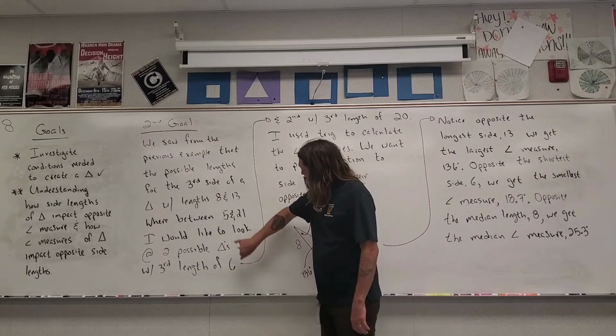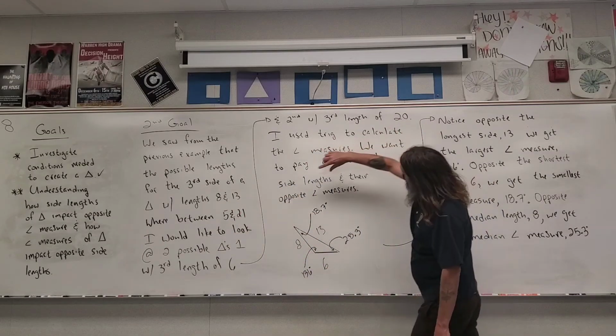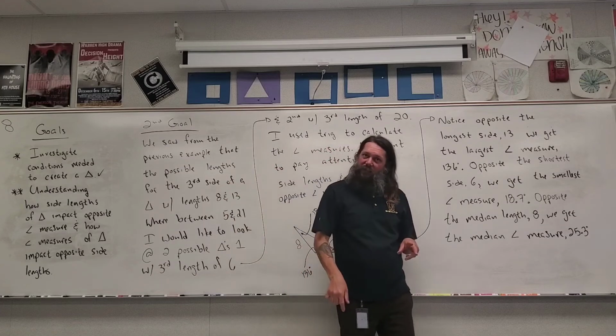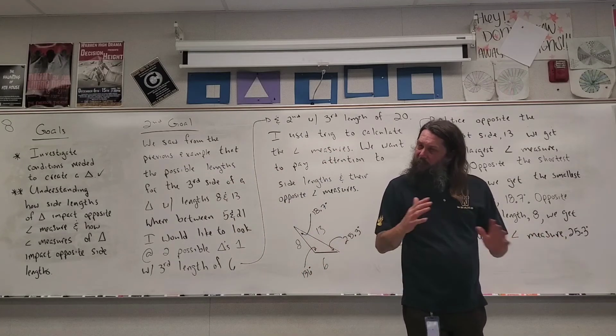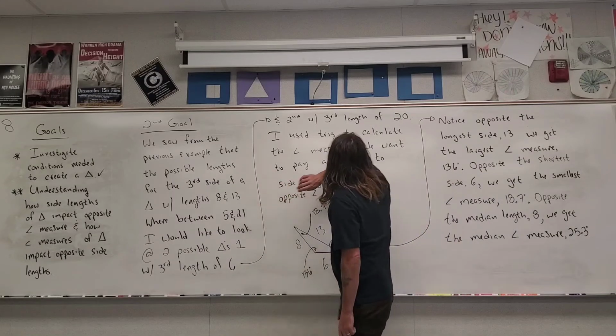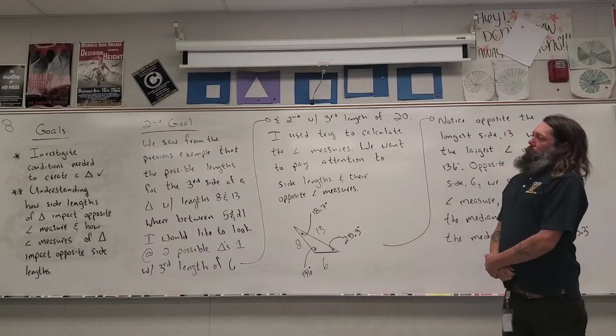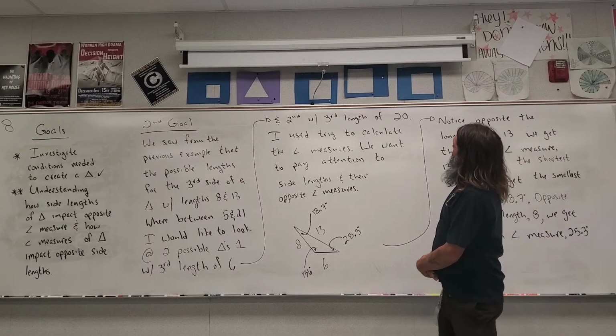6 is going to be the shortest side for the first example. 20 is going to be the longest side for the second example. Remember, I can pick any value between 5 and 21. I picked a value that would be the shortest, and I picked a value that would be the longest. All right, so let's move on here.